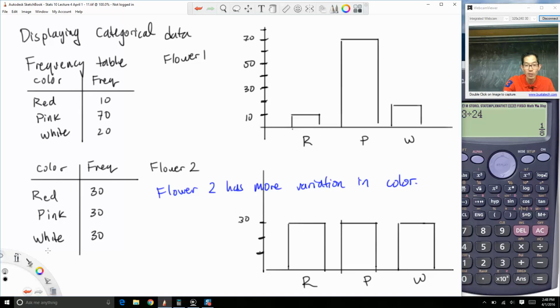So we would say that for categorical variables, flower 2 has more variation in color. This can be generalized to any set of categorical data. If you've got just one category being dominant, then you're going to have less variation, and if you've got all the different ones showing up equally, then you have more variation.